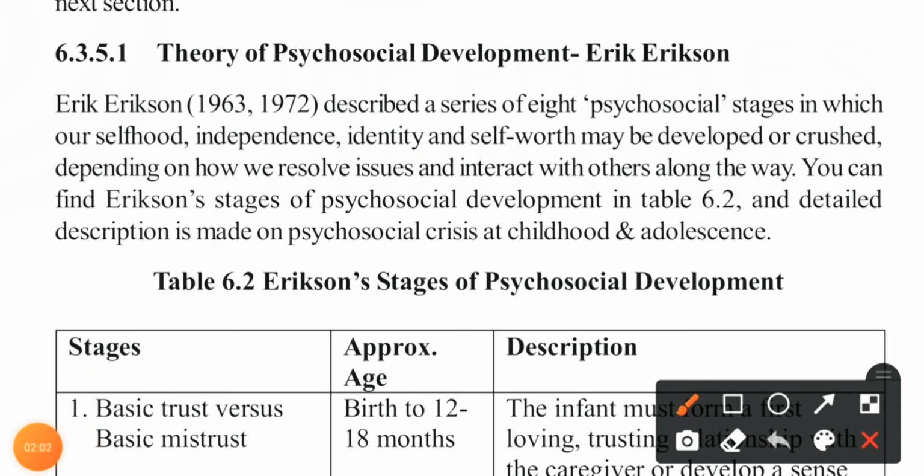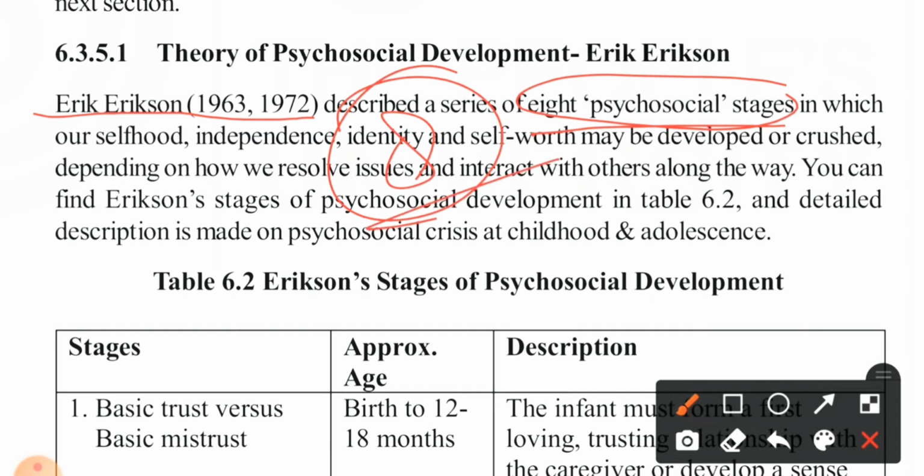Erik Erikson gave 8 stages of psychosocial development that we are going to discuss here. Between 1963 and 1972, Erikson described a series of 8 psychosocial stages. How many psychosocial stages? There are 8. You need to remember that there are 8 psychosocial stages in which our selfhood, independence, identity, and self-worth may be developed or crushed, depending on how we resolve issues and interact with others along the way. Now we will read about all 8 stages one by one in the table given below.